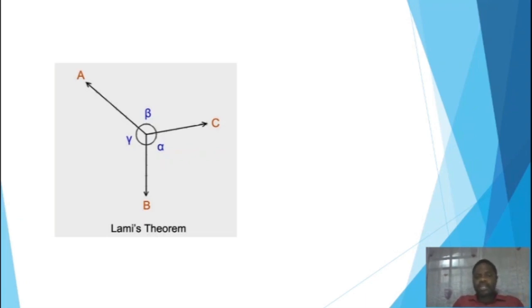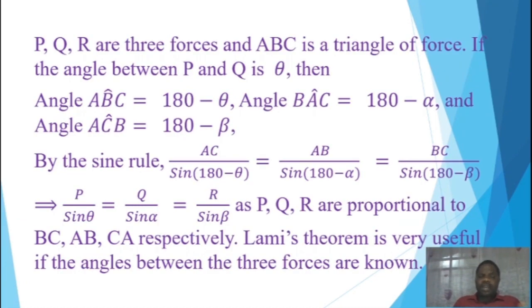So now let us go to the quantitative part of the theorem. Let P and Q be two of the forces and ABC a triangle of forces. If the angle between P and Q is theta, then angle ABC is equal to 180 minus theta. Then angle BAC will be 180 minus alpha, and angle ACB is 180 minus beta. Here we have represented the vectors or the forces in a triangle.